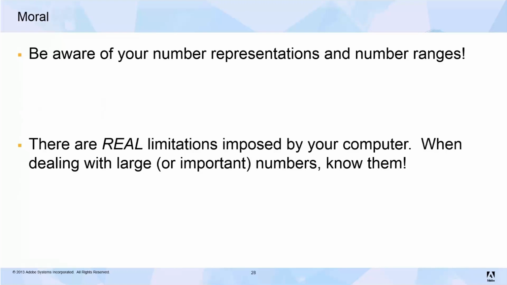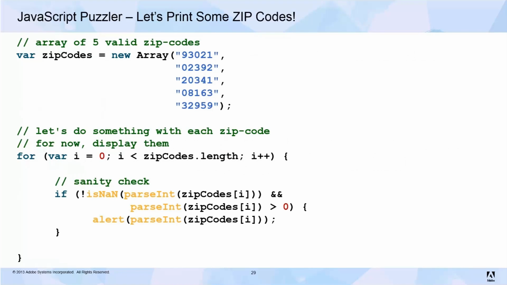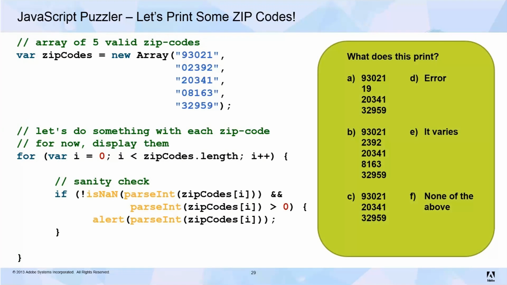All right, and time for my fourth puzzler. I call this, let's print some zip codes. Okay? So I'll let you read that for a bit. So the question is, what does this print? So I'll let you decide and we'll take a vote.